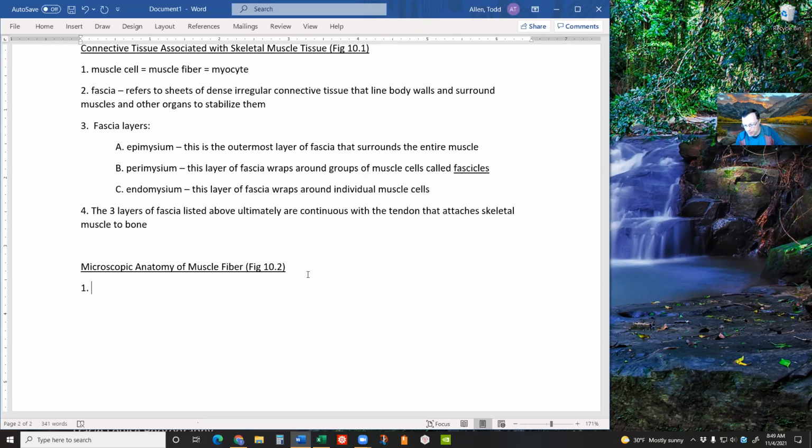So what I'm going to do at this point is highlight some of these anatomical features here, and I'd ask you to follow along in figure 10.2 as we do so. All right, first we have the sarcolemma. Okay, folks, the sarcolemma is the fancy word we use to refer to the plasma membrane of a muscle cell.